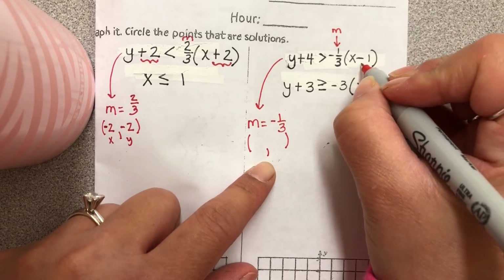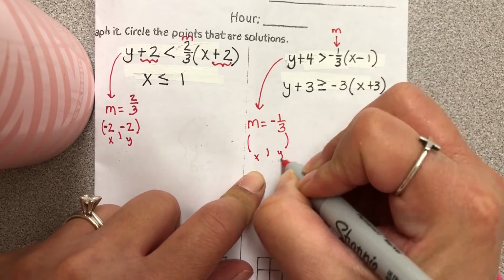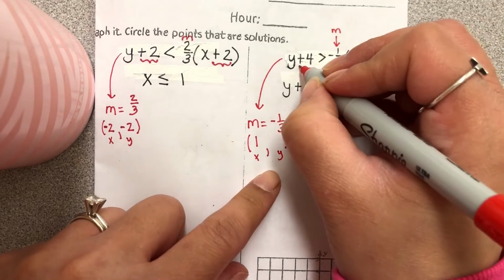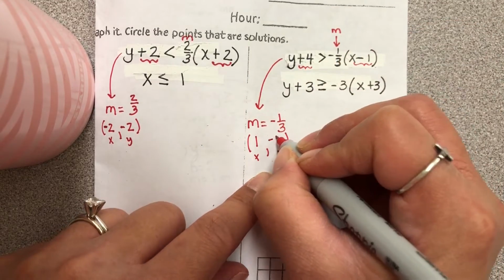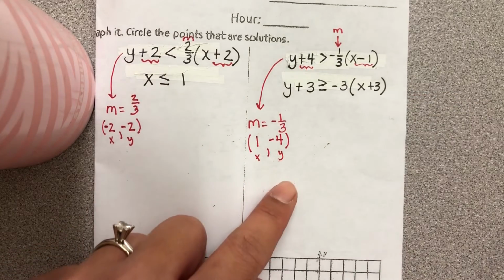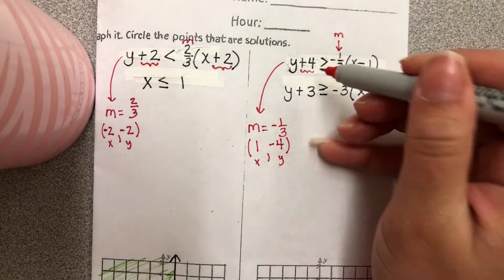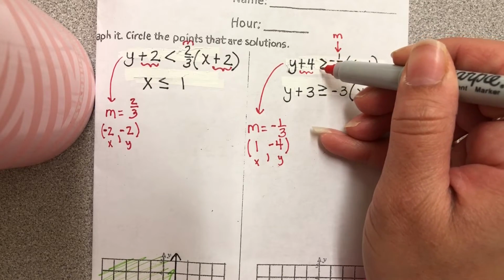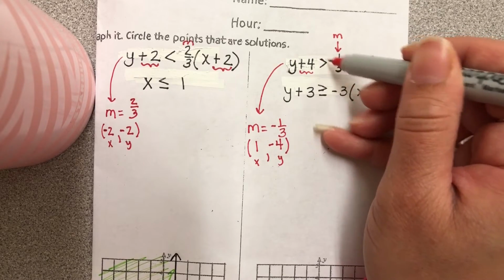Let's grab the point. So go to the x first. Take the opposite. So if it says -1, you're going to put 1. Take the opposite of the y, -4. And let's plot it. We're going to use this symbol. Symbol doesn't change here, okay? So we're going to go greater. So we're going to go up and dashed.